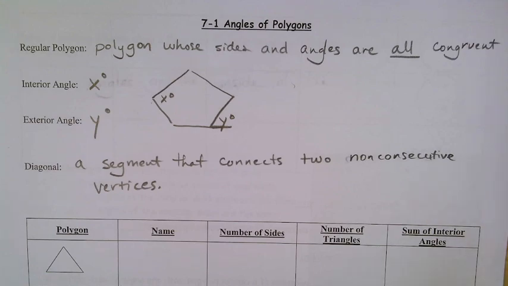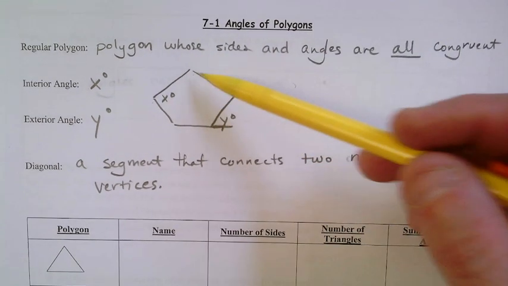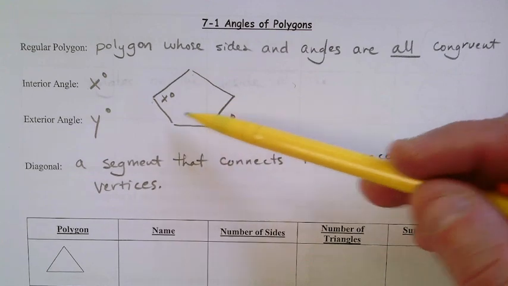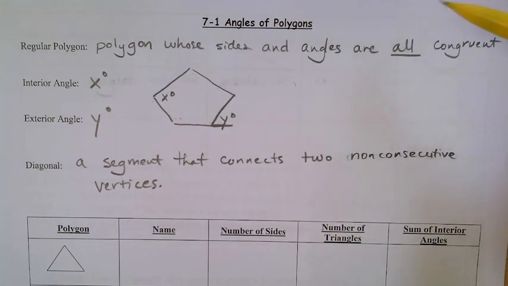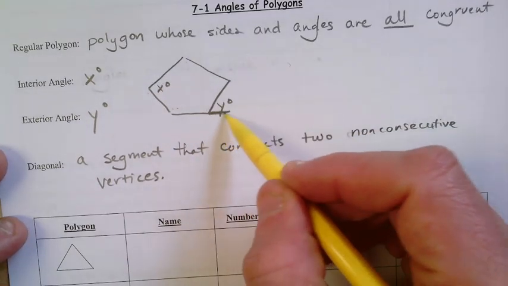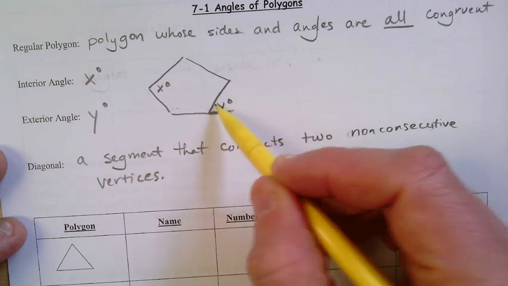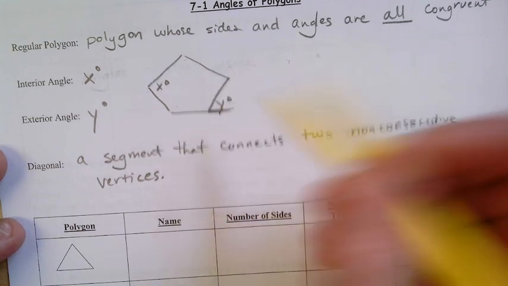So again, regular polygon, all sides and angles are congruent. If I say an interior angle, it's just an angle that would be on the inside of the polygon. So I'm pointing here to the interior angles of this pentagon right here. An exterior angle, we've discussed earlier this year, is formed when you extend a side out, and the angle that's formed is considered an exterior angle.